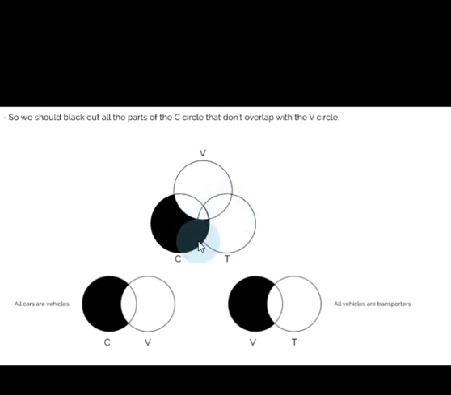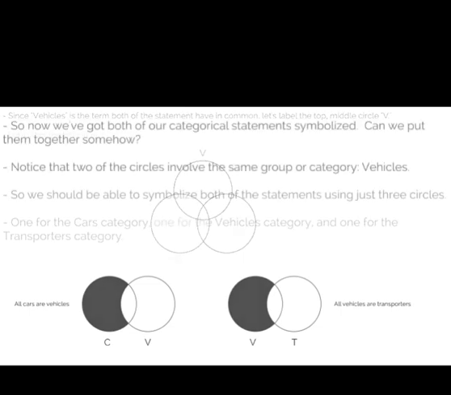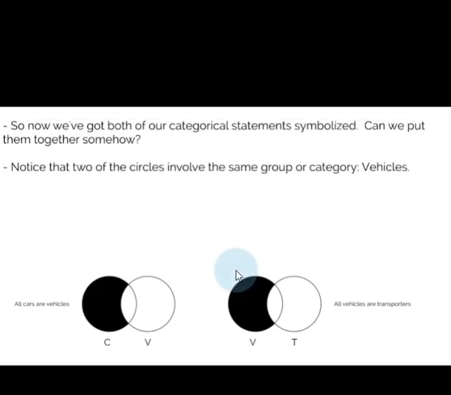That you simply ignore the second one when it comes to representing all cars are vehicles. You're just looking at this circle. Lost. Okay. Let's go back for a second here. You got this, right? This is just representing each of the sentences on its own. Right.